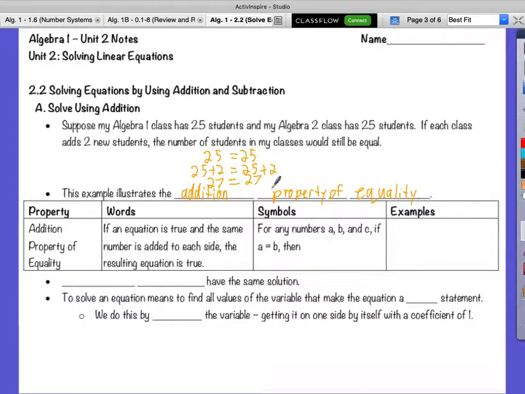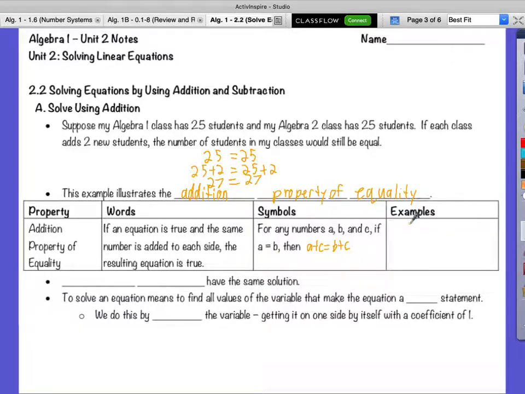If you have a true equation already, you add the same thing to both sides, you still have a true equation. Okay, so as for symbols, for any numbers A, B, and C, if A equals B, then A plus C would equal B plus what? If A equals B, we add C to one side, B plus what would equal that? Zach? B plus C. We have the same thing to both sides. Okay? So it's like saying A plus 2 is equal to B plus 2. They're already equal.